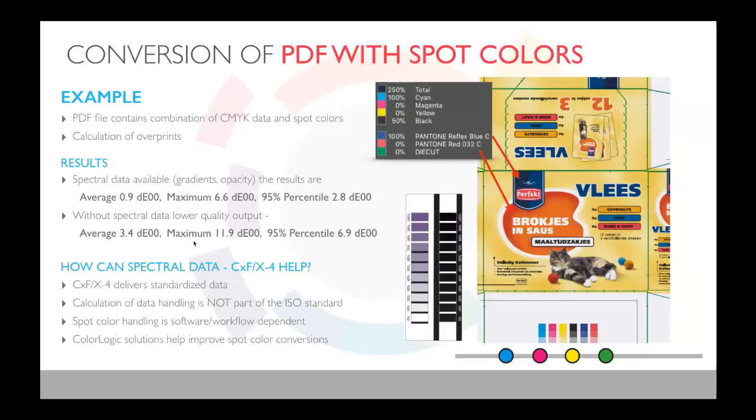So the resulting data was pretty significant. They only ended up with a 0.9 delta E average with a maximum of 6.6 delta E overall. So only a difference in percentage of 2.8%. If they go the other way, which is they went without spectral data, and they tried that too, obviously, the average jumps up to 3.4, which is almost 7%. That's the minimum. The maximum is just off the charts, 11.9. I mean, no brand owner or company is going to accept 11.9 delta E off.